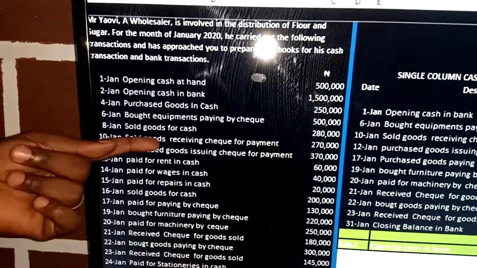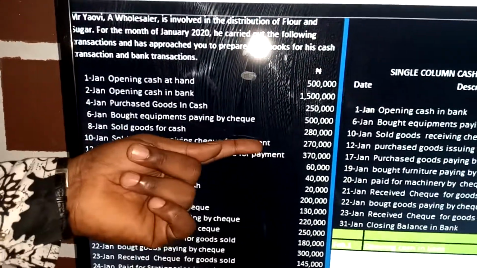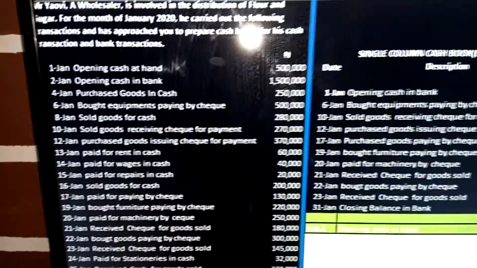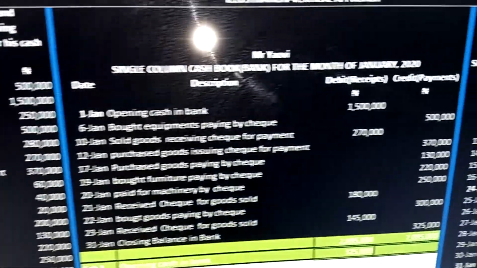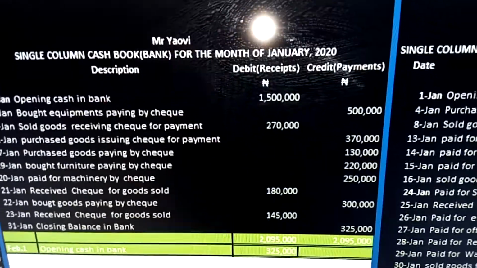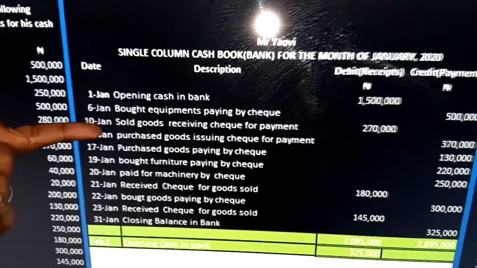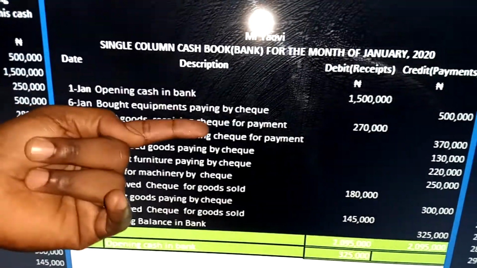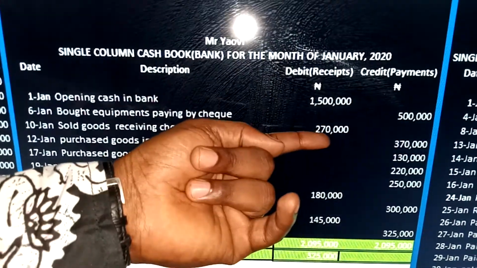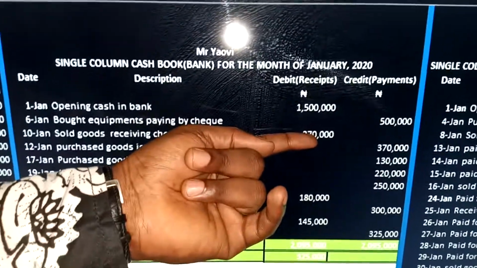The next one, 10th of January, sold goods, receiving check for payment. When we receive check for payment, it will be paid into the bank. So it will be recorded in the single column cash book for bank. So we have 10th of January, sold goods, receiving check for payment. 270,000.